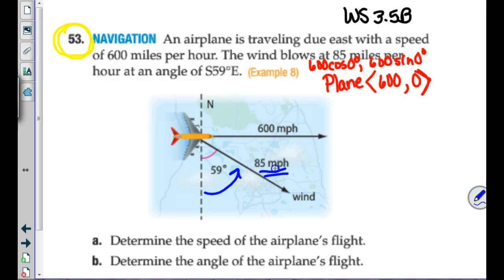It always has to be the angle off the positive x-axis. So what is that angle? Kind of. Yes. If we put 31, it's going to think it's going north of east, right? It's going south of east here, so we need a negative 31. So we have 85 cosine of negative 31 and 85 sine of negative 31.